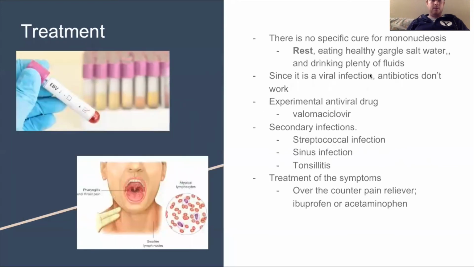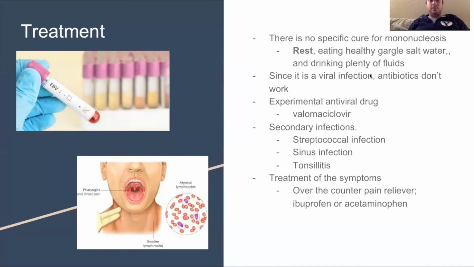Treatment. The Epstein-Barr virus has no specific cure. The best way to recover from the virus is a lot of rest, eating a healthy diet, drinking plenty of fluids, and also gargling salt water. Since mononucleosis is a viral infection, there are no antibiotics that work to treat it. There is, however, an experimental antiviral drug that is being tested right now.